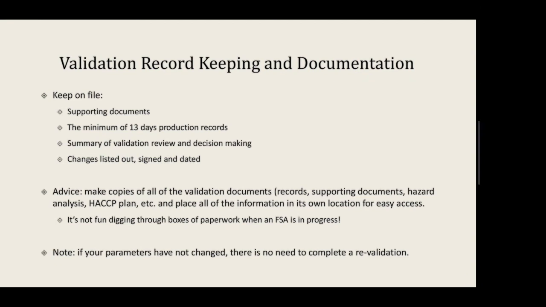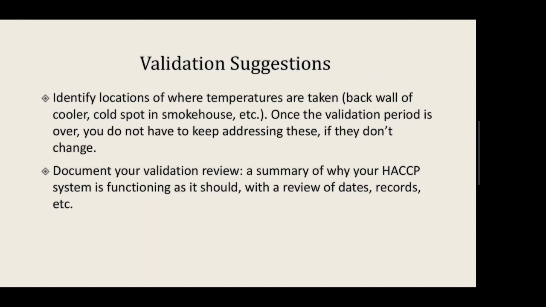And some final suggestions to think about during validation period are listed on this slide. So you may want to identify locations of where temperatures are taken, for example, the back wall of a cooler, a cold spot in a smokehouse, etc. Once the validation period is over, you do not have to keep addressing these if they don't change. And also, we want to make sure that you document your validation review. So what we're looking for is a summary of why your HACCP system is functioning as it should, with a review of dates and records and all the other information that goes into that plan.